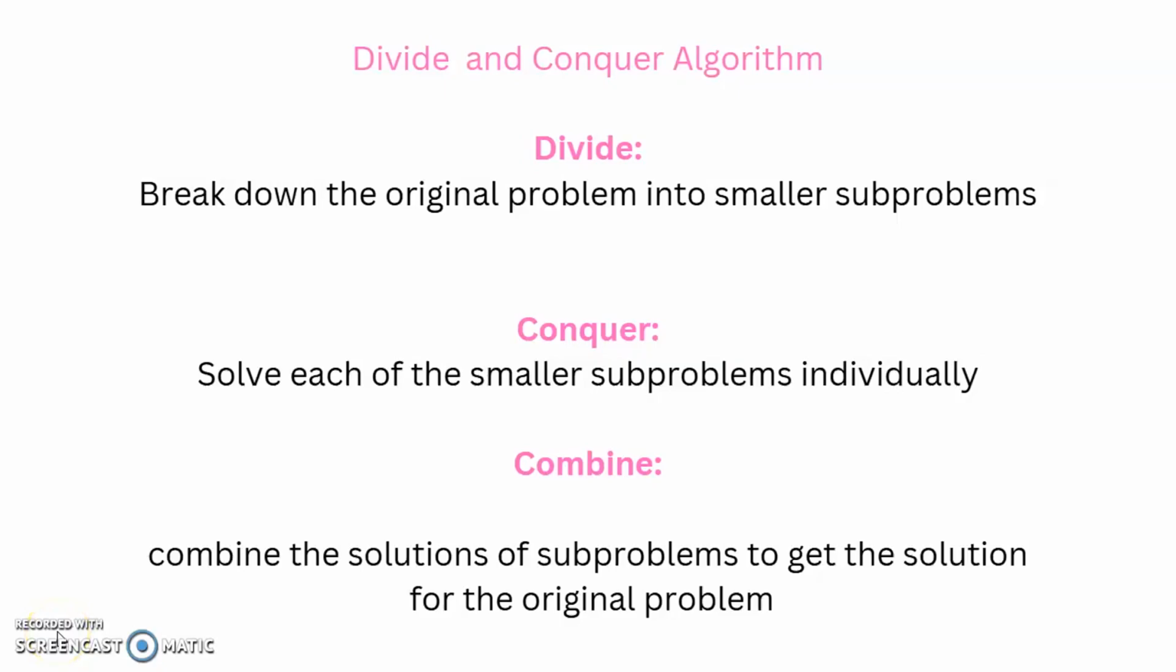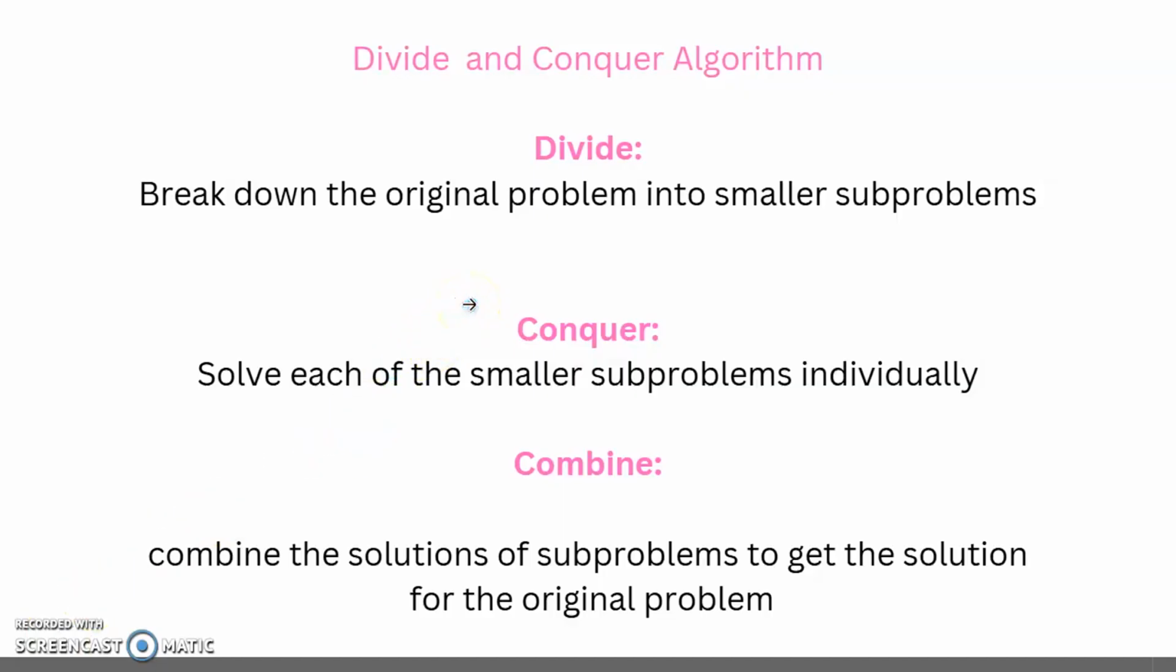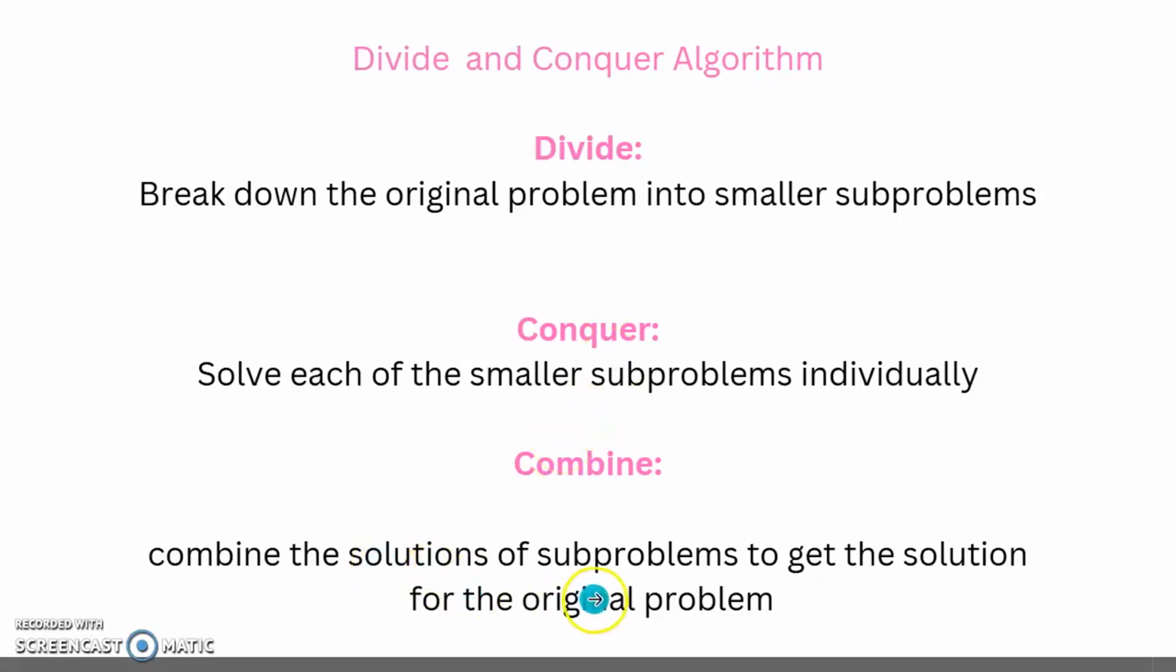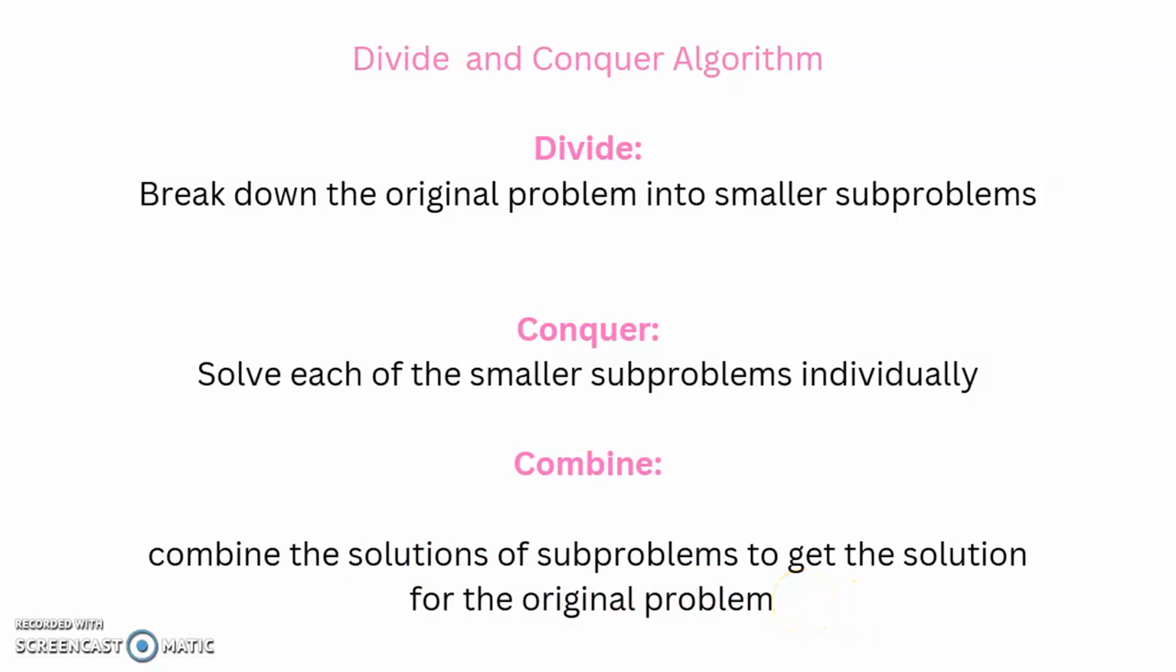Hi guys, let us see divide and conquer algorithm. The steps involved in divide and conquer algorithm are: the first step is divide, that is break down the original problems into smaller sub-problems. The next step is conquer, solve each of the smaller sub-problems individually. The third step is combine, that is combine the solutions of sub-problems to get the solution of the original problem.